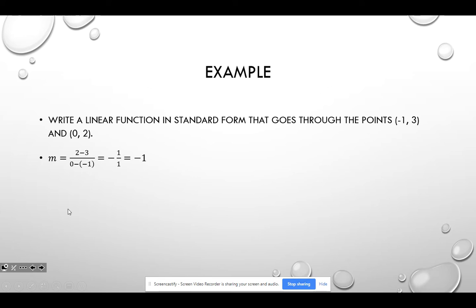At this point, I can plug it into our point slope form, and I'll use the first point, -1, 3, and the slope. So I have y minus 3 equals -1 times the quantity x plus 1. Notice the double negative changed to a positive. Then I'll distribute the -1 to get y minus 3 equals -x minus 1.